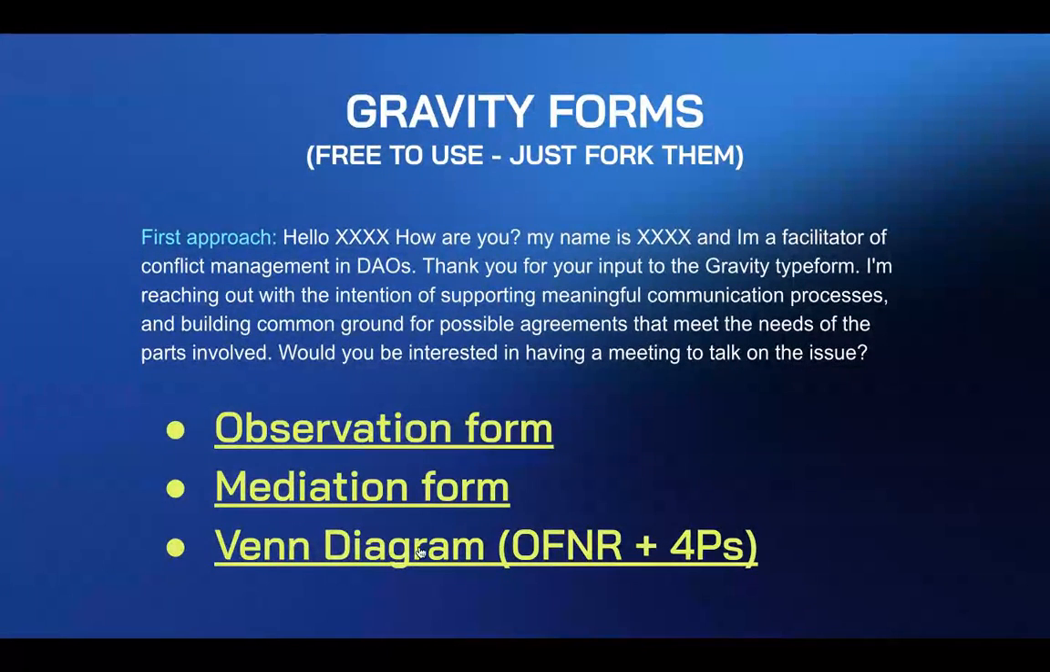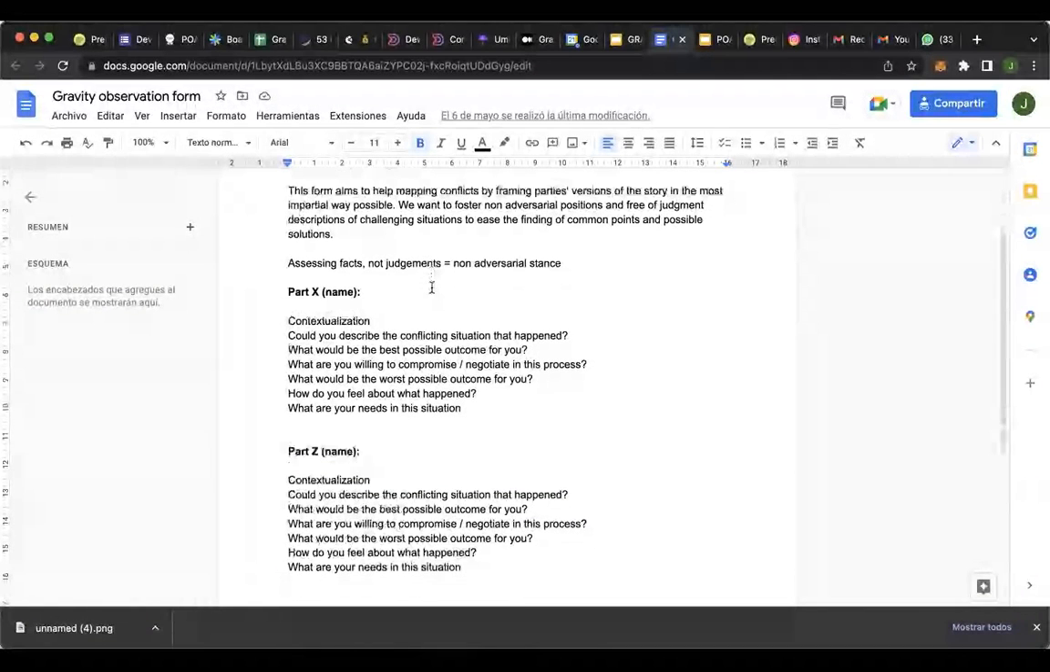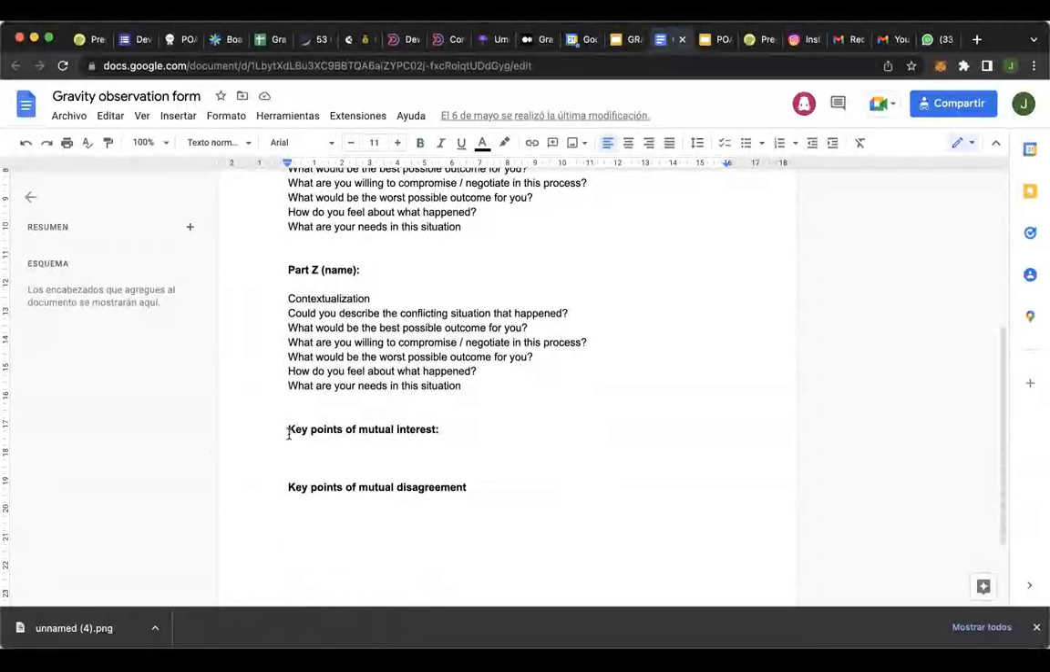And here we have also some of the forms that we use. I am going to show you. This is the observation form, where you can have some of these guiding questions, and here you write the name of the party, and you start asking some of these questions, and you write here what they are telling you to gather information and to take some notes. And here then you make some key points of mutual interest and key points of mutual disagreement. This is to identify the common ground, and to identify what you are trying to avoid that can affect the safe space that we are creating.